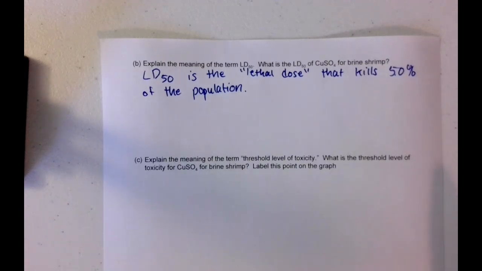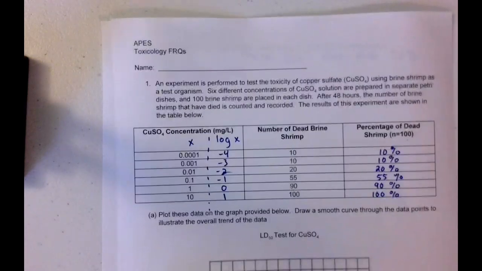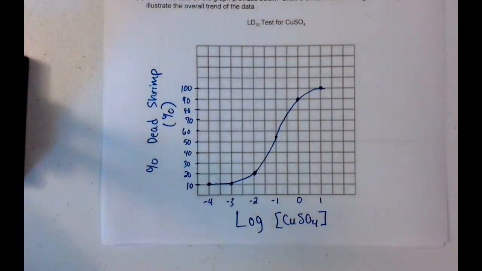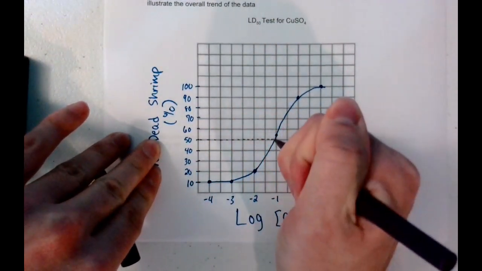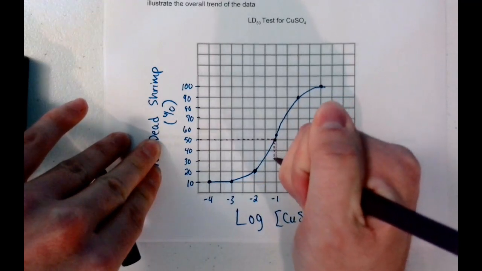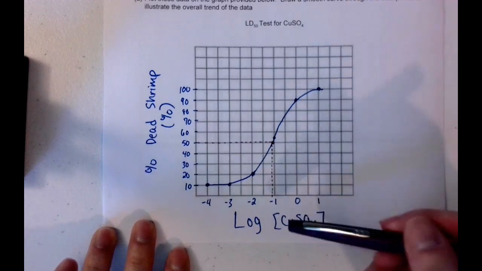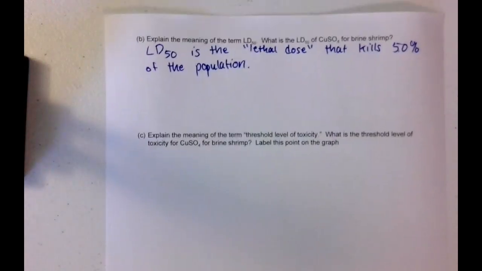It says, what is the LD50 of CuSO4, or copper sulfate, for brine shrimp? So what you're going to do is look at the graph. Here's the graph again. You go over to 50 on the y-axis, just draw a little dash line over, and it intersects the graph right about there. Since we don't have exact measurements along here, you can say the LD50 is a little bit less than 1, or you can make up a number if you'd like. They will accept a range on the AP exam.